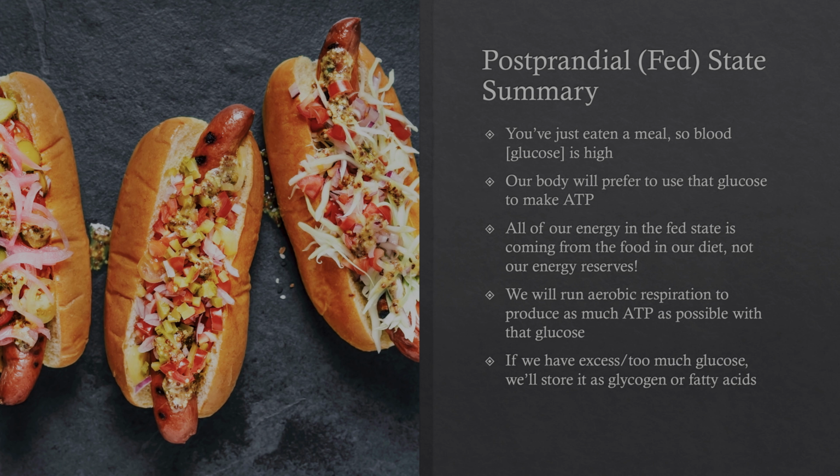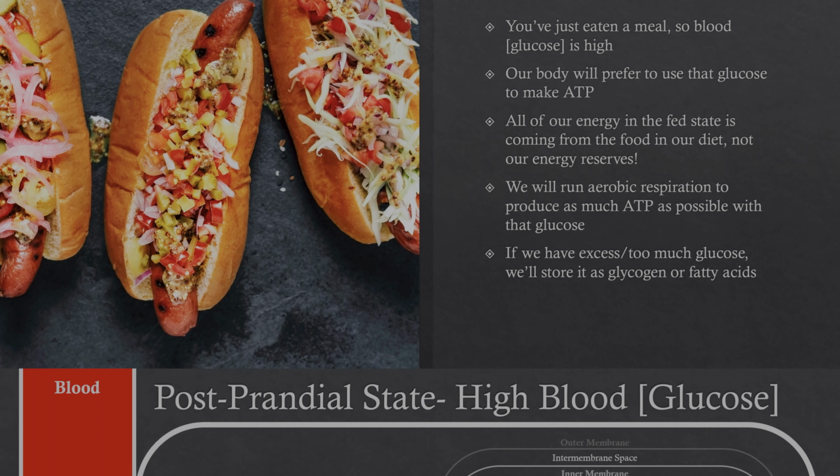So basically in the fed state, we're going to start off with a whole bunch of glucose in our blood. Our body's going to release insulin, and that insulin is going to cause us to remove that glucose from the blood, either to turn it into ATP through aerobic respiration or storing it as glycogen or fatty acids in the liver. We're basically just using all of this glucose that's in our blood.